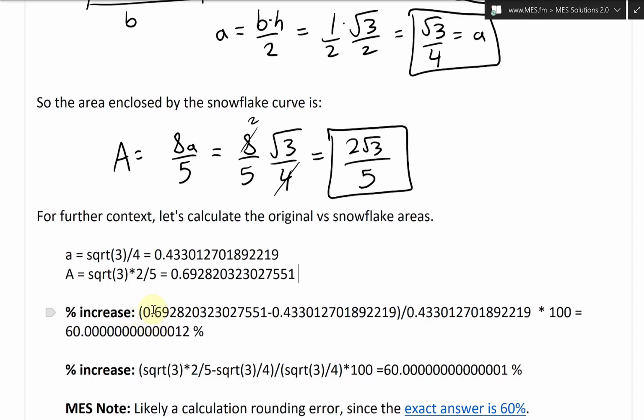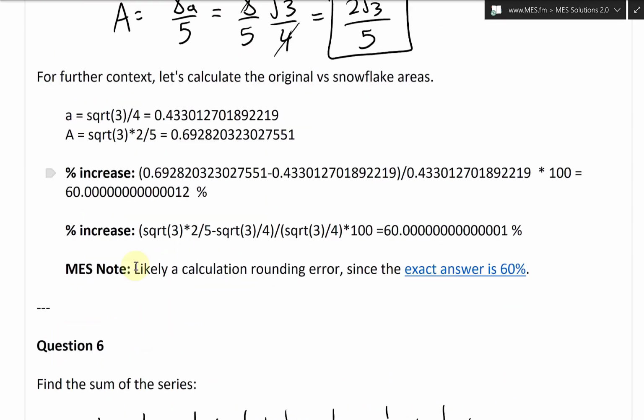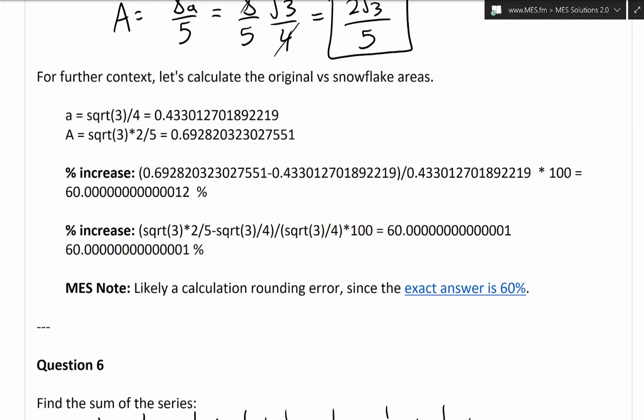And then the percent increase, so if you subtract the total area minus the original area, divided by the original, so we get a ratio, times 100, you get 60%. So it's a rounding error here, but it should be exactly 60. The calculator gives this one 60%, 0.000 all the way to 112. And the percent increase, if I use the equations as opposed to the results of it, so there's less storing. And then if I just go square root 3 times 2 over 5 minus square root 3 over 4, this is capital A, divided by the original a, and times 100 equals 60. So there it is.